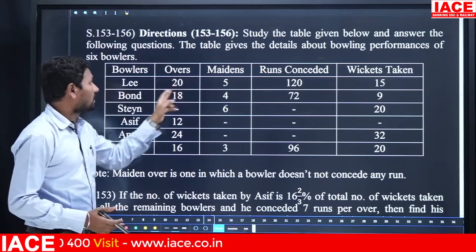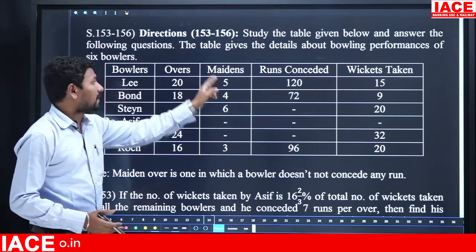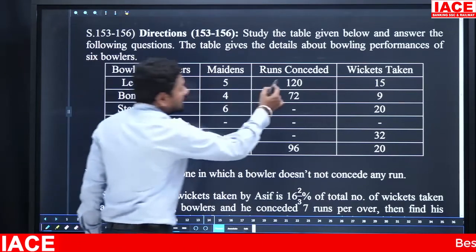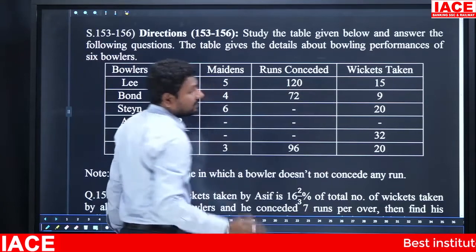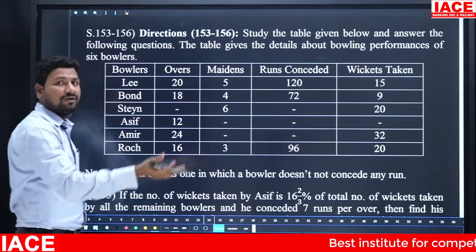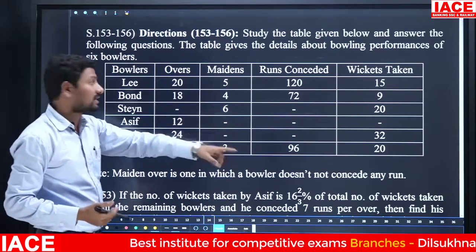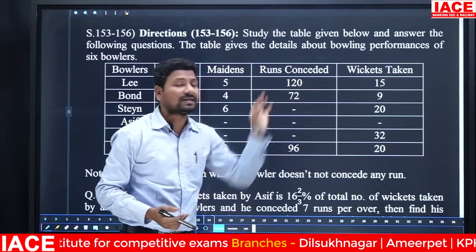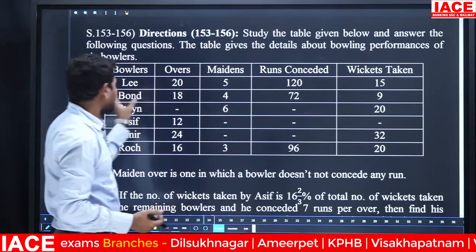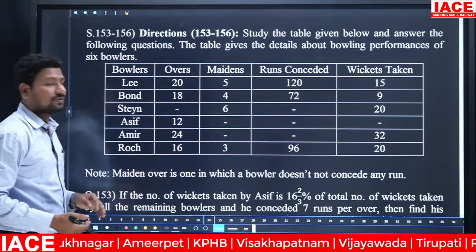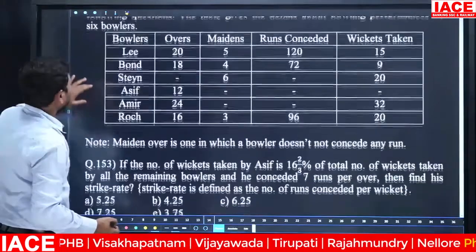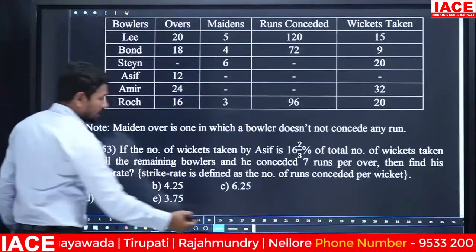Brett Lee has bowled how many overs? 20 overs are bowled. Maidens are 5, runs conceded 120, and wickets taken 15. He bowled 20 overs and 5 are maidens, and in the remaining 15 overs he is giving the runs. How many runs? 120 runs. Wickets taken is 15. So based on these values, we can solve the questions. It's a simple data, don't take it offline.